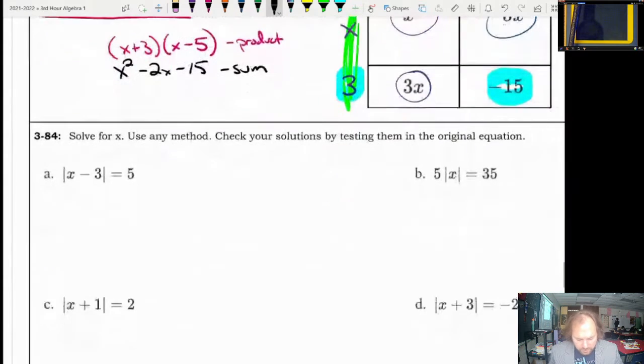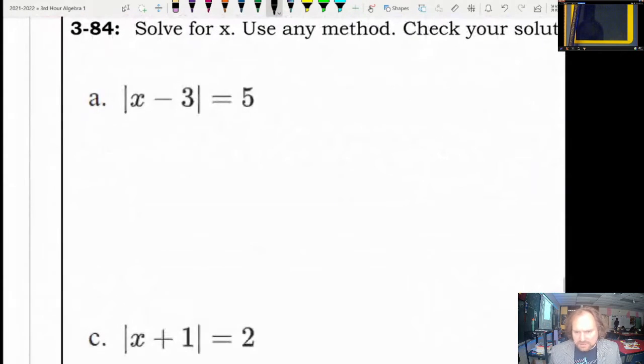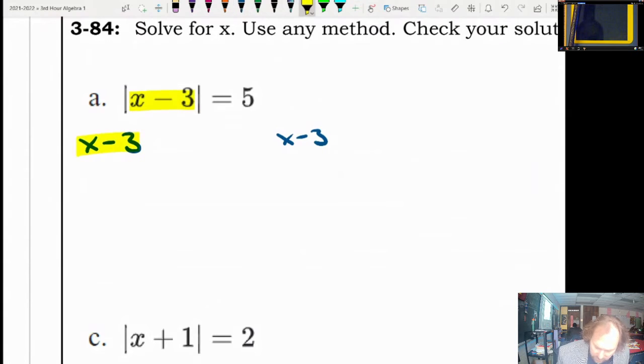For 384, we're going to do absolute value equations, kind of like we did today in class. My recommendation is for you to take the inside of the absolute value and write it down twice. x minus 3, exactly as it states. Please don't fall into the trap of making that into a plus x. That happens all the time. One of these will equal 5, one of these will equal negative 5, like that.